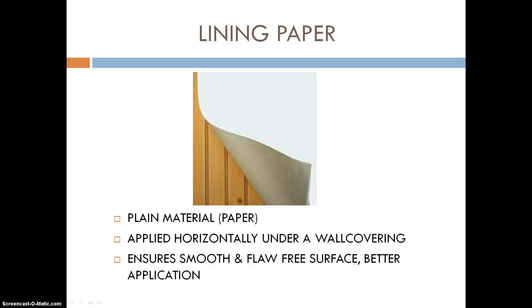Lining paper is a plain material. It says paper on there, and it's applied horizontally, so you need to remember how it's applied. It's applied horizontally under a wall covering, and it ensures a smooth and flaw-free surface, for better application. So yeah, lining paper, just make sure that your wall covering is going to be smooth, and don't forget it's applied horizontally.